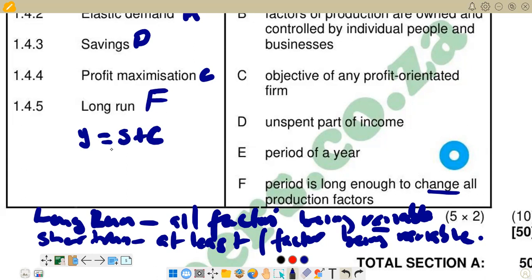Right. So that marks the end of this question, question 1 in June 2023.